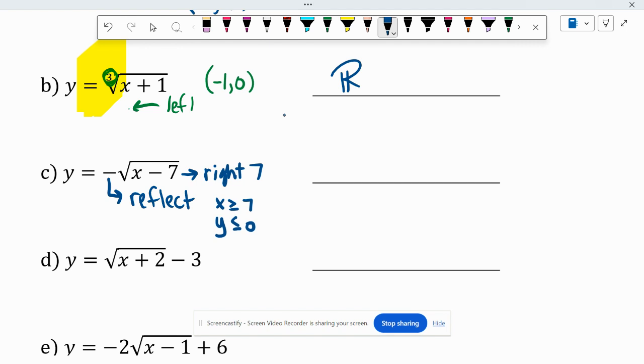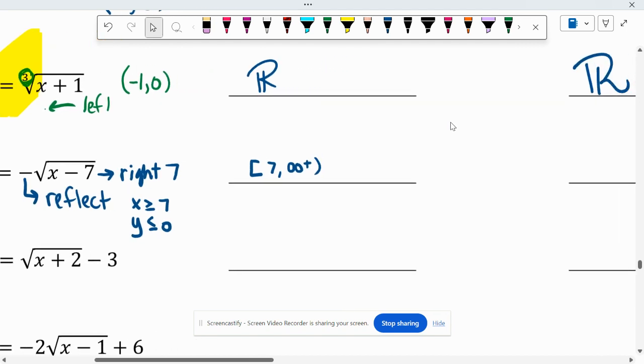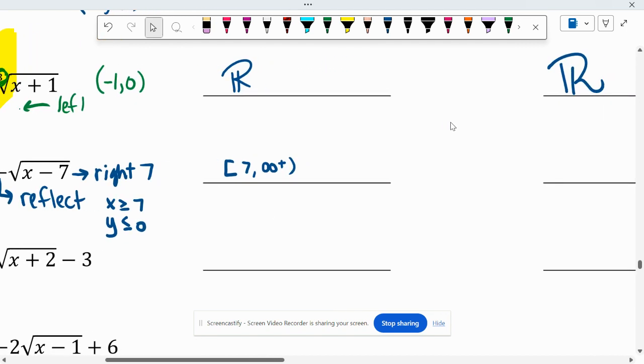So 7, comma, positive infinity with a bracket and a parenthesis. That's your domain. And your range, all numbers that are less than or equal to 0.